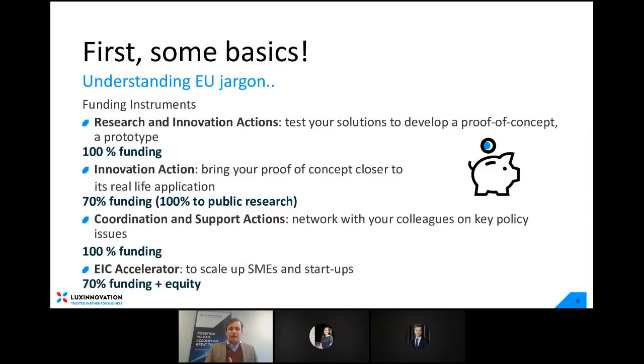Funding instrument. This is another important topic, but as I told you, it's pretty simplified now. You have 3/4 for a very specific case funding instruments that you should know about. Research and innovation actions is basically where you test your solution to develop a proof of concept or a prototype, let's say. And it's very simple. You have 100% funding rate when you participate to that. Innovation action is to bring your proof of concept closer to its real life application. Private sector will get 70% of funding. Public research will get 100% of funding in this scheme.